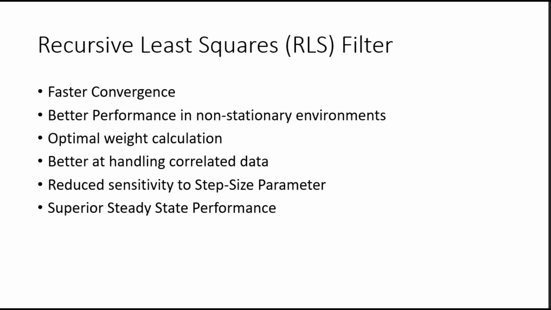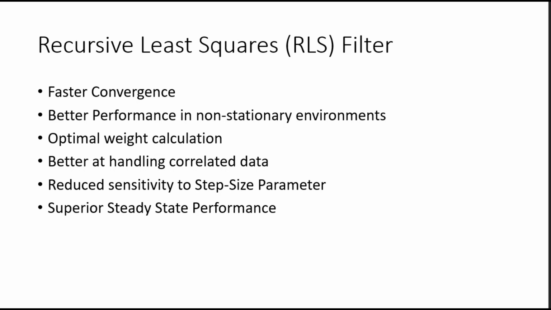Third is the optimal weight calculation. RLS filters attempt to find the optimal filter weights by minimizing the sum of squared errors over all past data, making them optimal in a least square sense. This means RLS filters provide a more accurate estimate of the filter weights compared to LMS, especially when the system dynamics are changing.